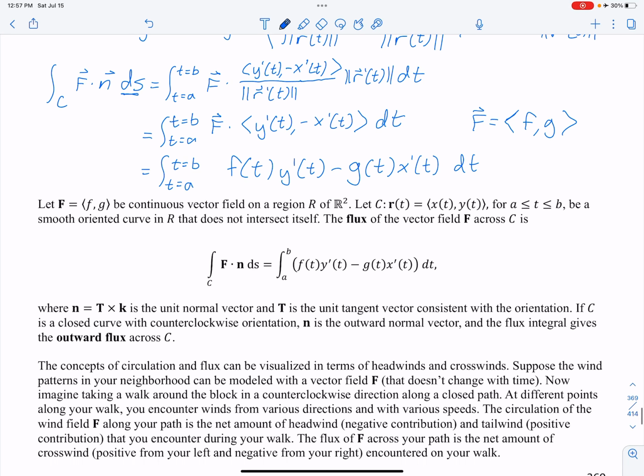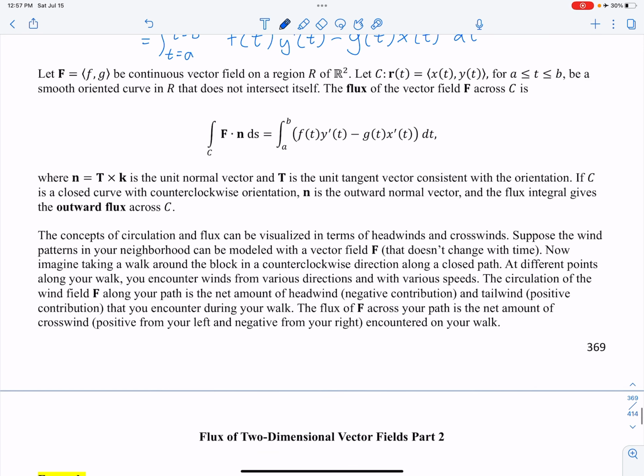So here's the formal definition for the flux. We have our path x of t and y of t over a vector field f, g. If I want to find the flux, all I have to do is take the dot product of those two things. It's not really even a dot product, it's a minus. It gets weird, so we just need that definition.